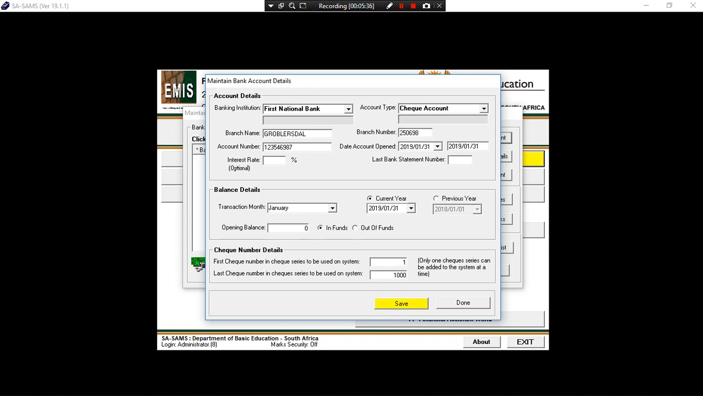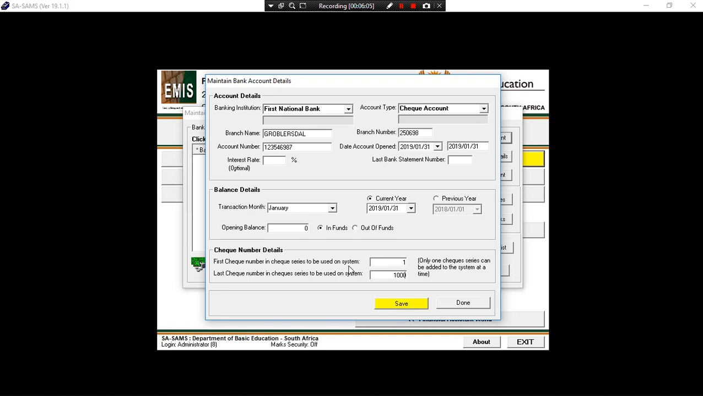In your case, you will record the numbers which you want to start recording the financial transactions in your checkbook with. What do I mean by that? For example, you want to start recording with your check number 100. So you will simply say first check in check series to be used on the system is number 100.